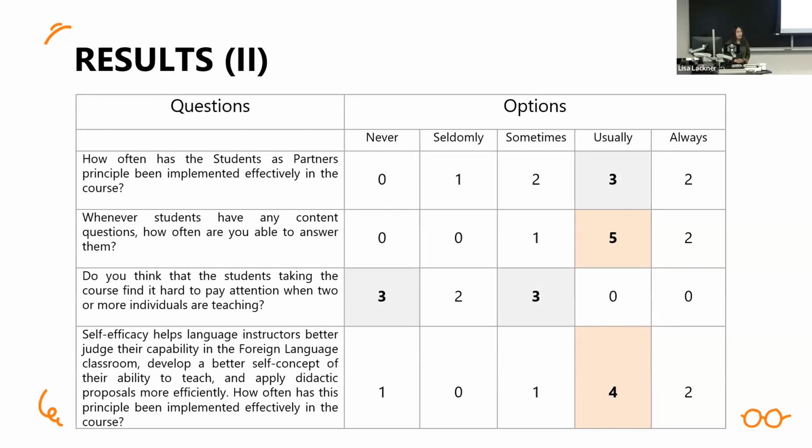Here you can see the results, the students' results regarding the implementation of students as partners and the implementation of the self-efficacy principle in the course, as well as their performance in the Spanish course when answering students' questions, and also their perception regarding the number of instructors teaching in a course. So gray and orange represent the majority of responses.